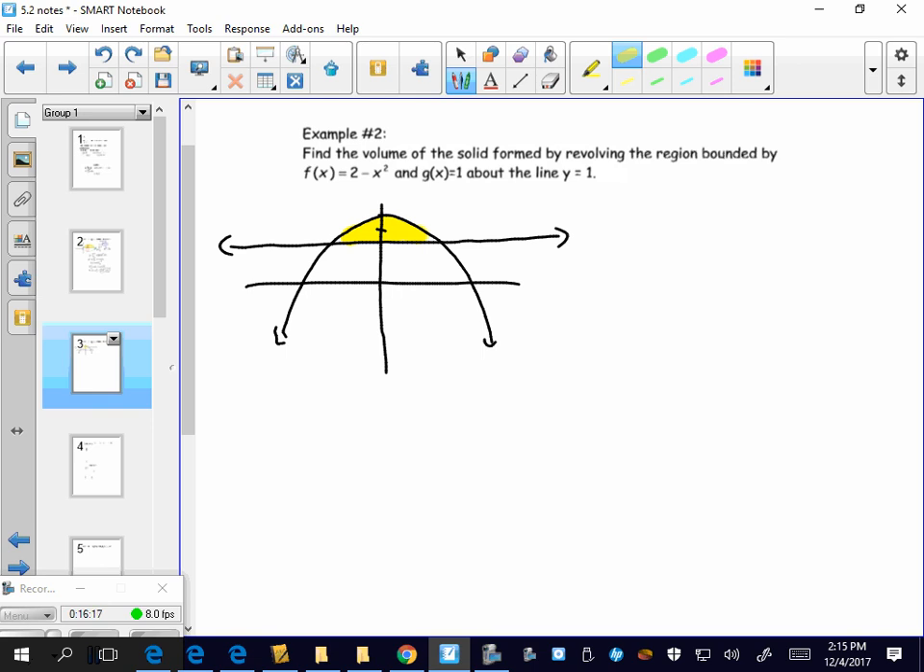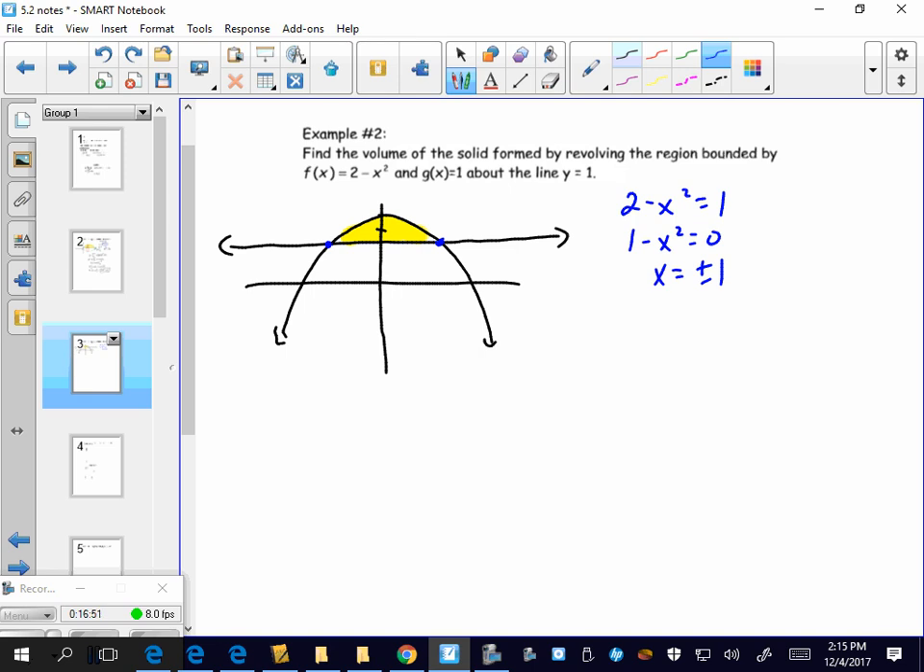So in order for me to do this, I'm going to need to know a couple things. One, I need to know the radius. Two, I need to know what it's revolving around, and obviously I'm going to need to know the bounds. Okay, well the bounds are obviously where these things intersect. We're going to have to find that. Let's find the bounds first. Setting the two of those things equal to each other. Let's see, subtracting 1 gives me 1 minus x squared. That's the difference of squares, so x is going to be plus or minus 1.